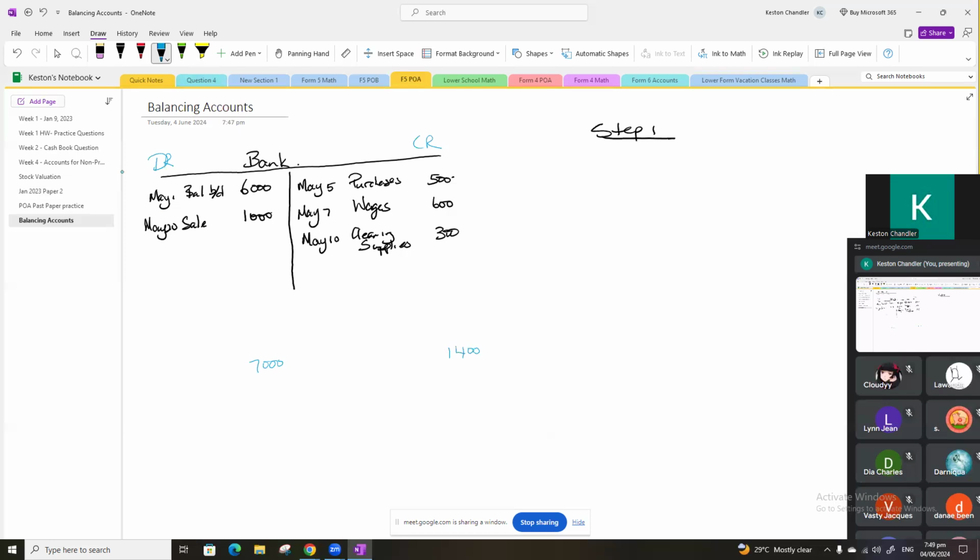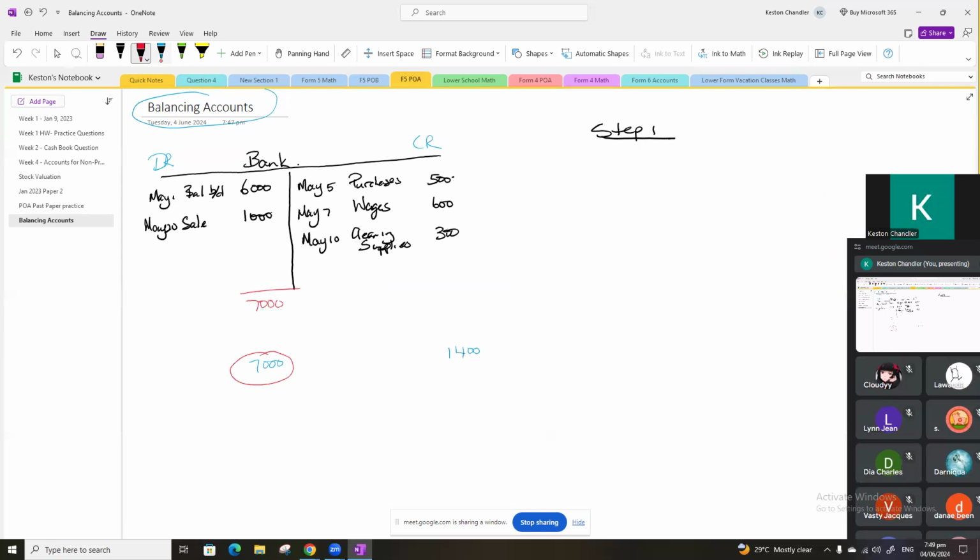Now, look at the name of this. This is saying balancing accounts. So you want both sides essentially to have the same amount. And that balancing figure is going to be the larger of these two figures. So my balancing figure is 7,000. So let's write that in here.